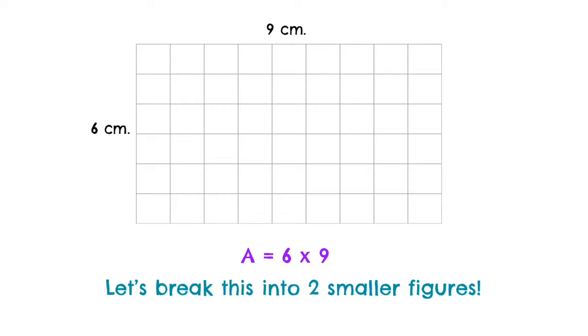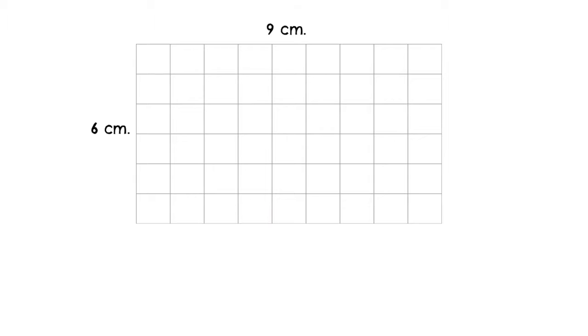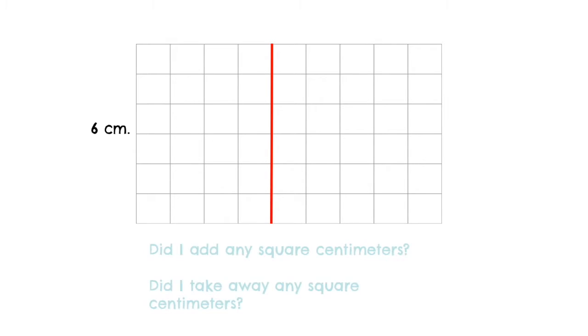I have a rectangle with a length of 9 and a width of 6. That's really big, so I'm going to use the distributive property to break it into two smaller chunks before adding them back together. I choose a place in the figure where I'd like to draw a line. I'll make a vertical line to break my figure into two smaller pieces. Stop for a second and consider these questions. Did I add any square centimeters into the shape or take away any square centimeters? The answer to both of these questions is no.